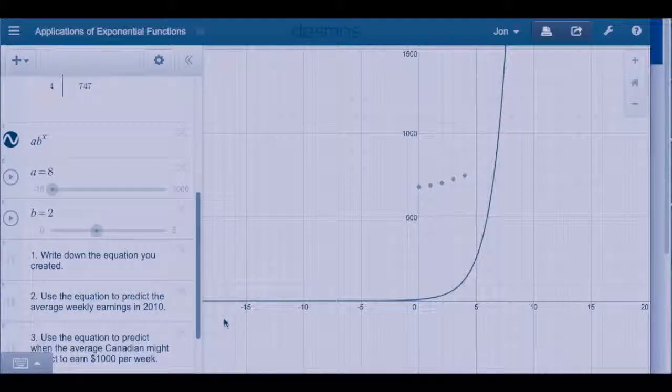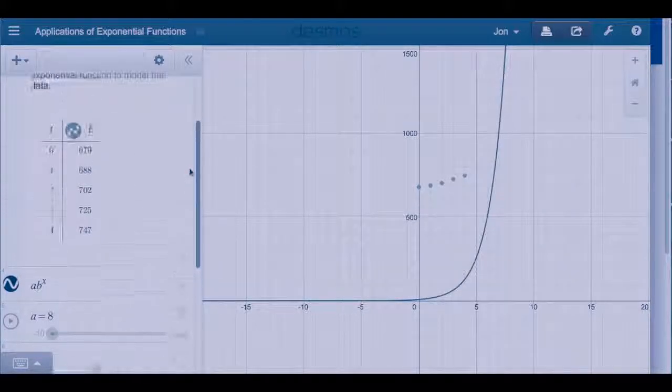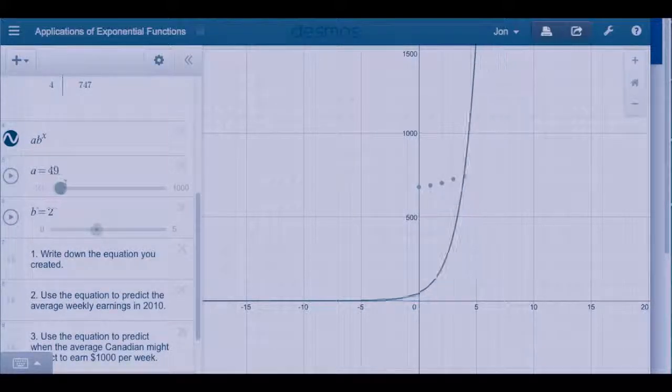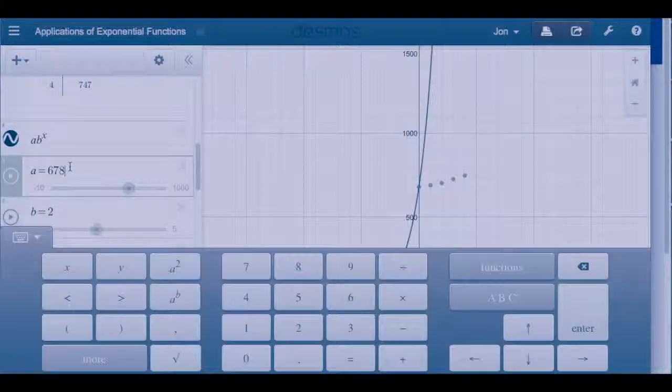So we've got an exponential function here, a times b to the power of x, and I'm going to manipulate a and b so that it fits this function. Then I'll write down the values for a and b in the equation itself, and then do problems 2 and 3. First off, I notice it starts way up here, which means when x is 0, it's 679. So the y-intercept is 679, which means my a should be 679. I'm going to move this up to be 679. Something you can do on Desmos, if you're used to it, is click right in there and change it to the exact value you want.